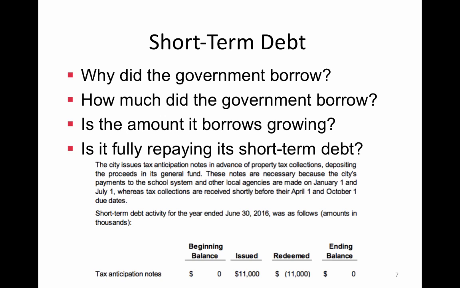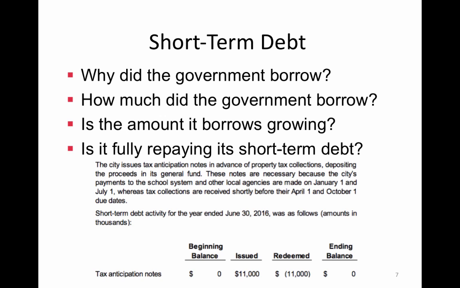So you want to look at the size of the short-term borrowing compared with the size of spending overall, and see if it's growing. If the amount borrowed is growing faster than the amount of spending, that may suggest that they're growing increasingly dependent upon short-term borrowing, and that could be a signal of financial difficulty.